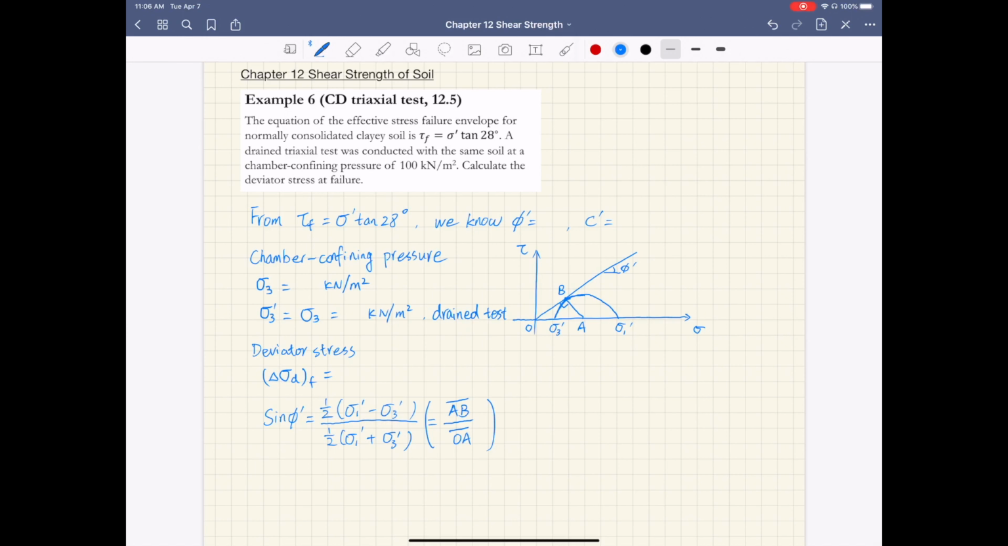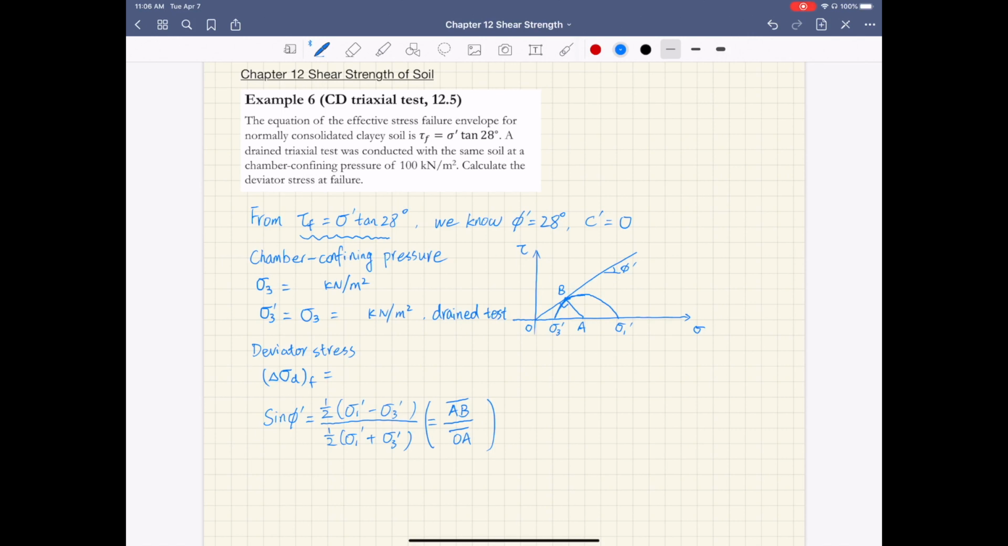Example number 6 is on consolidated-drained triaxial test, and you are given the equation of the effective stress failure envelope for a normally consolidated clay, tau F equals sigma prime times tangent of 28 degrees. From this equation, we know that the effective friction angle phi prime is 28 degrees. And for NC clay, we know C prime is 0. So the failure envelope passes through the origin.